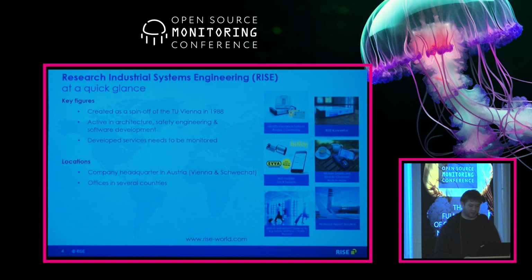What do we do? Or what are we? We are a spin-off of an institute of the Technical University of Vienna, and active in architecture and safety engineering and software development. And since this software has to get monitored, we got familiar with Icinga. Our locations are in Vienna and Schwechat and in several countries. Maybe you know some of these connectors, or this one.